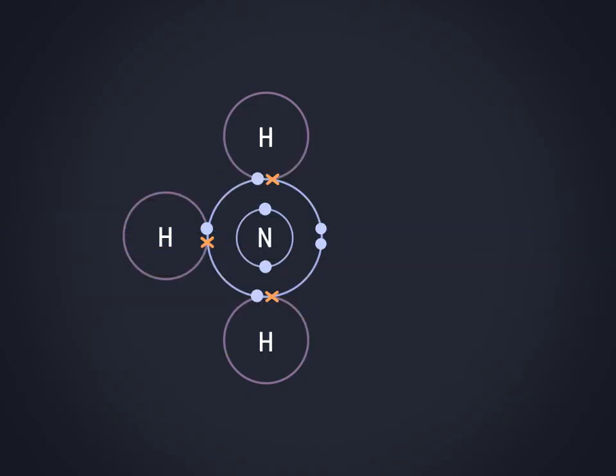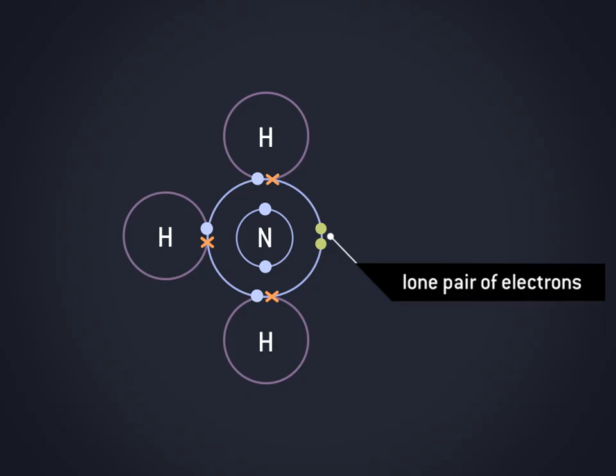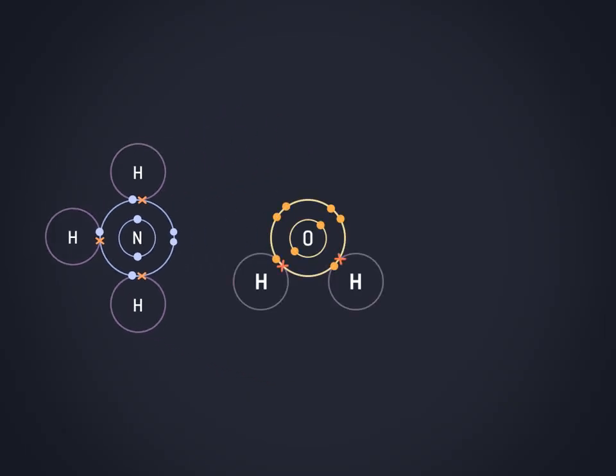Hydrogen bonds can only form in molecules where a hydrogen atom is bonded to a very electronegative atom with a lone pair of electrons. Only nitrogen, oxygen, and fluorine are electronegative enough to be involved in hydrogen bonding.